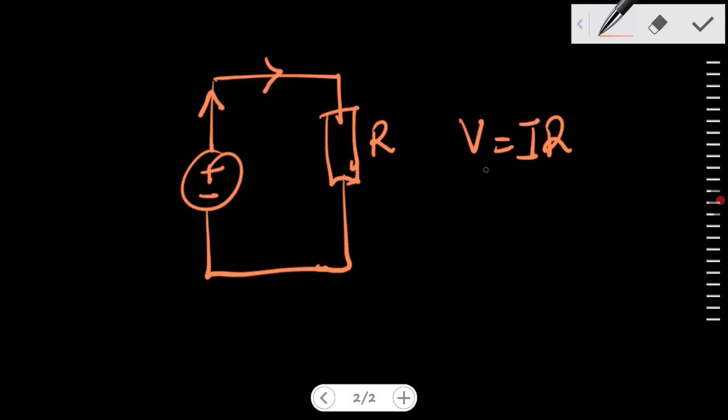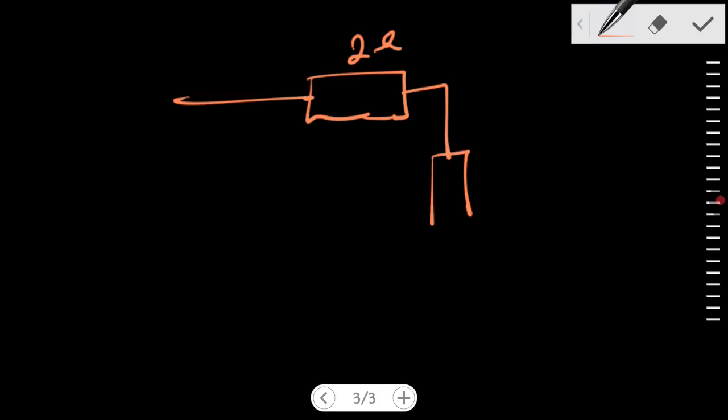So out of that, if I want to get one of them that's missing, I just make one of them the subject. For example, if I'm interested in resistance, V over I would give me R. And if I'm interested in current, V over R would be equal to the current. Now, let's start right away with some examples.